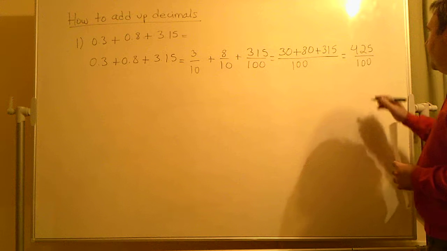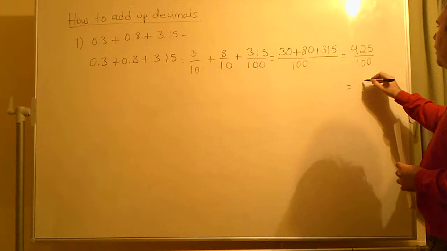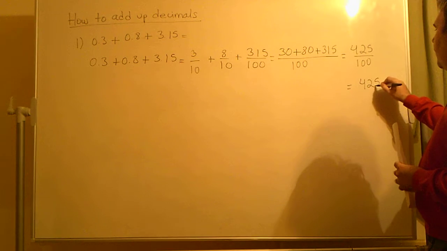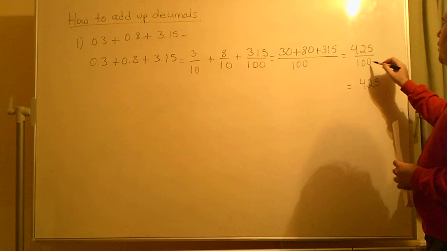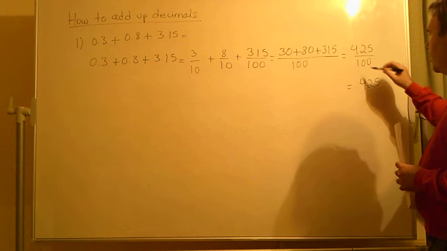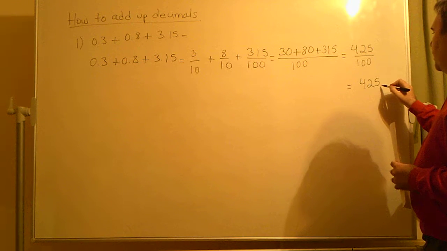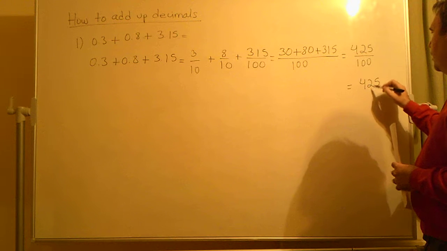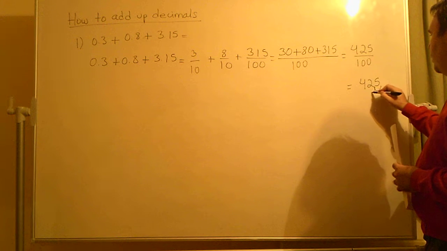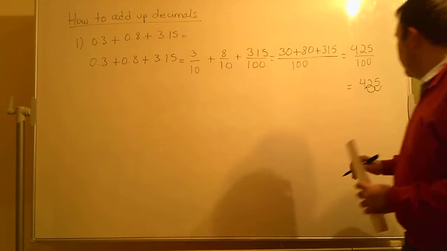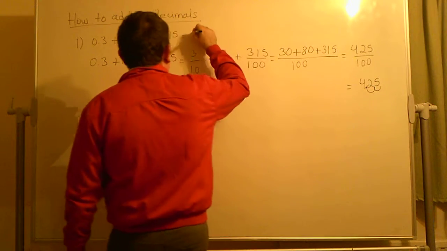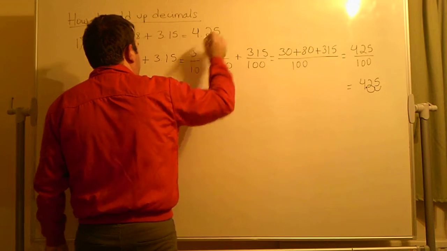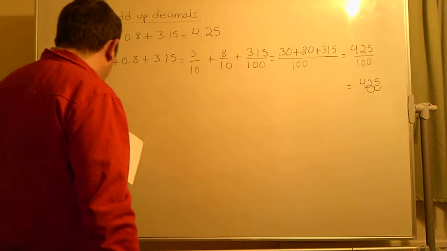100. And now if we want to turn this into a decimal, we write down 425 and then we count the number of zeros, which in this case would be 2. So we need to move the decimal point 2 places to the left because we have 2 zeros, yeah? So this will be 4.25.